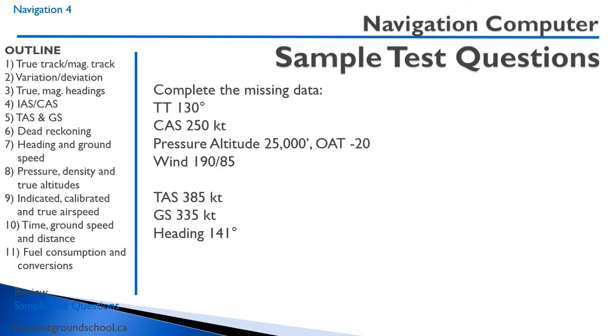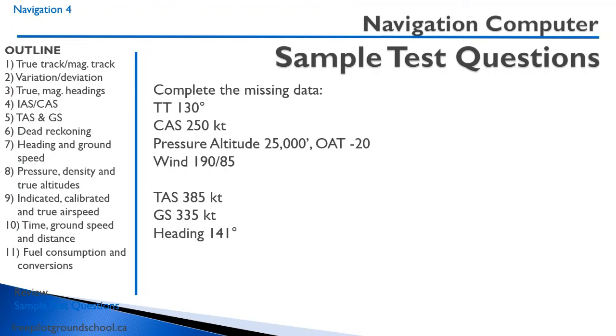So we end up with a true airspeed of 385 knots, a ground speed of 335 knots, and a heading of 141 degrees. So hopefully you got the same answers as I did. These are kind of practice problems. Guaranteed this will come up on your written test. Guaranteed it will come up on your private pilot license flight test. So just get really comfortable being able to do all of this stuff. Have it down cold and you'll do well on your written test.